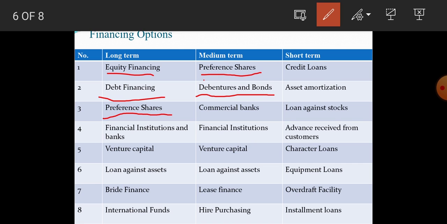So this is also a financial option which can be taken, and it can be used as medium term also. Then venture capital. It is a financing tool in which financing is done by qualified entrepreneurs, where there is an idea and a model of the business with new entrepreneurs who lack the business expertise. Venture capitalists make investments through either debt or equity and provide the fund.